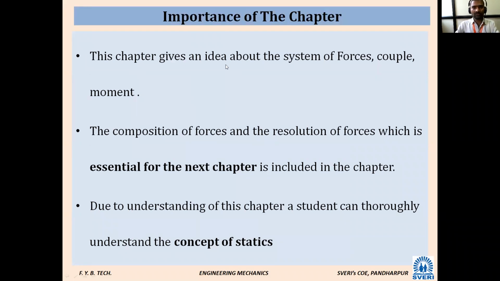Okay. What is the importance of this chapter? अभी इस chapter study करने का क्या important है वो देखने का. So the importance of this chapter: this chapter gives the idea of the system of forces, couple, moment. अभी देखो there are different types of forces.